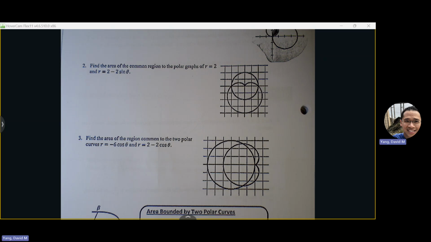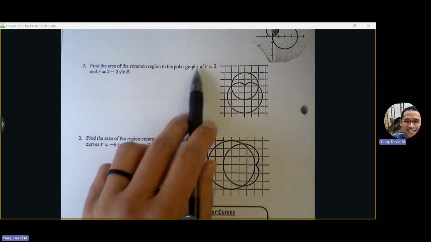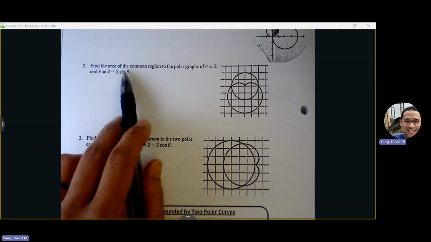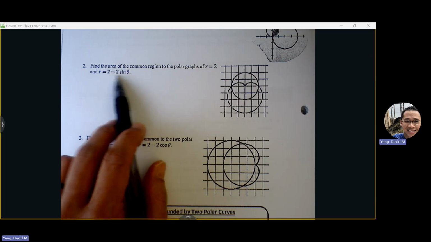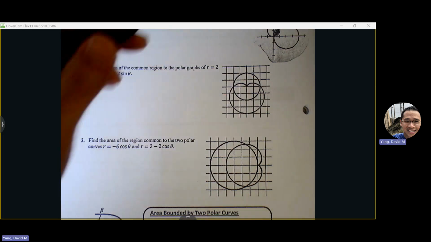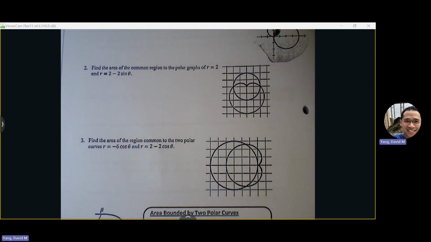All right, find the area of the common region to the polar curves r equals 2 and r equals 2 minus 2 sine theta. So we know that r equals 2 is going to be the circle. r equals 2 minus 2 sine theta is going to be the cardioid or the limacon, that's the one below here. So the common area is going to be what is shared, the intersection between the two curves.